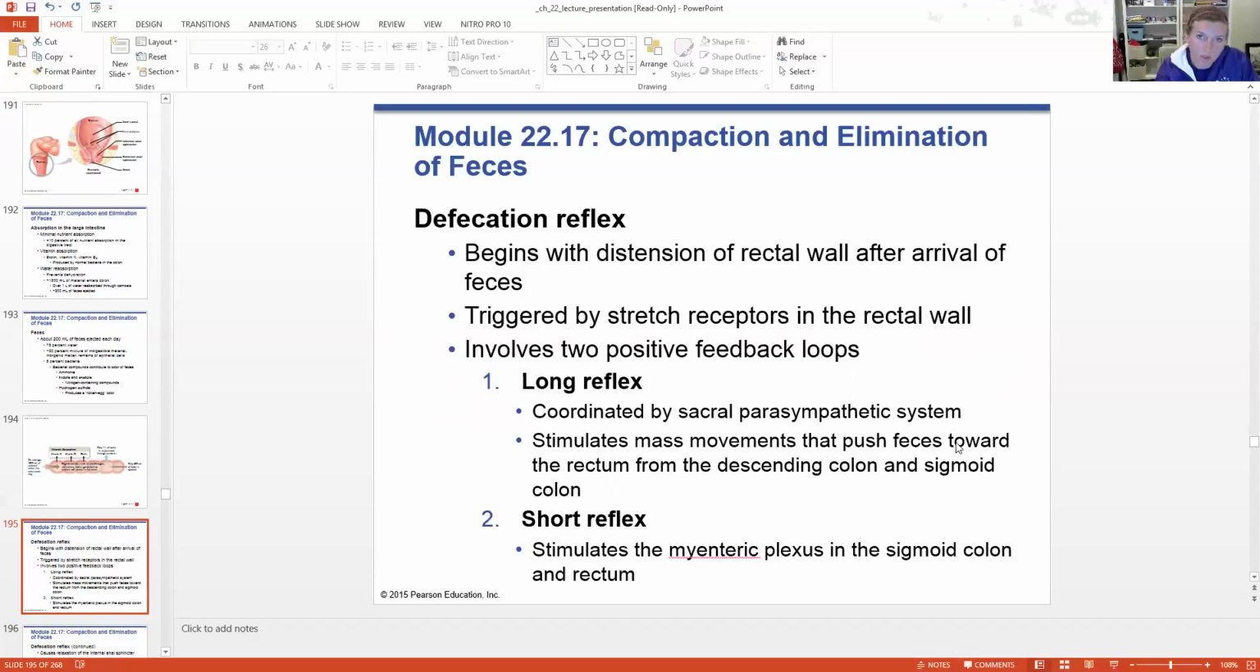So the defecation reflex starts once that rectal wall begins to distend when the feces arrives. Stretch receptors basically trigger this. And then there are 2 positive feedback loops. The long reflex is coordinated by parasympathetic, the sacral plexus, right? Stimulating that mass movement, pushing the feces forward, getting it into the sigmoid colon and into the rectum. And then the short reflex is going to stimulate the sigmoid colon and rectum to contract and push.